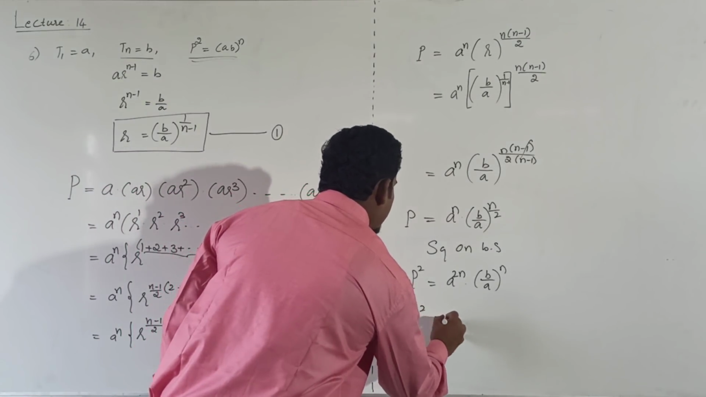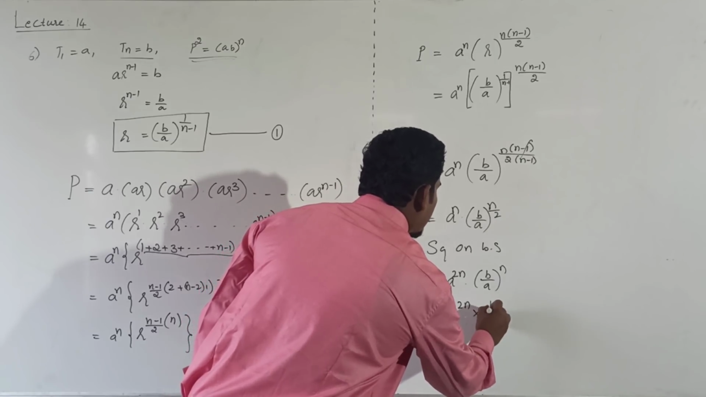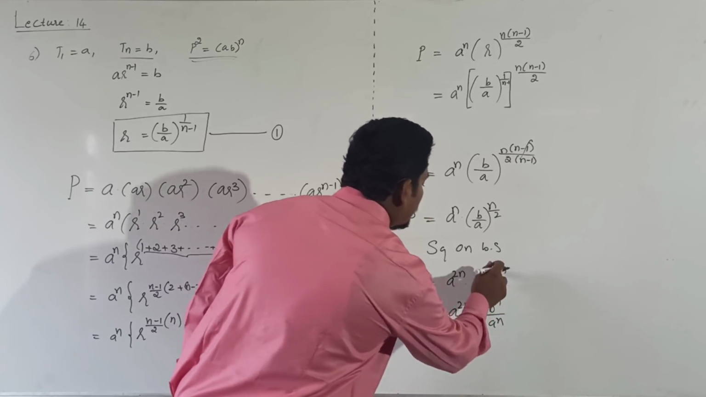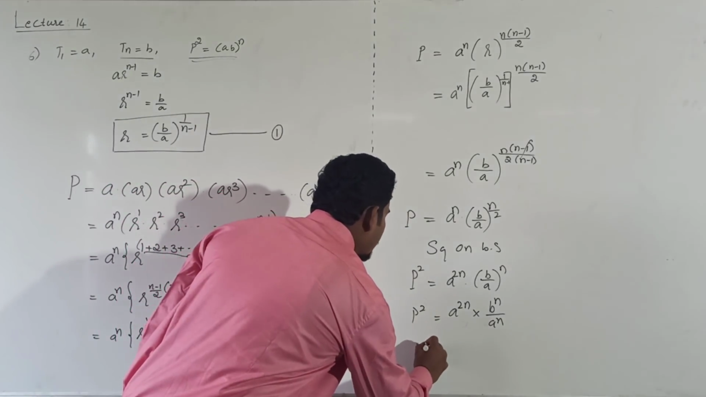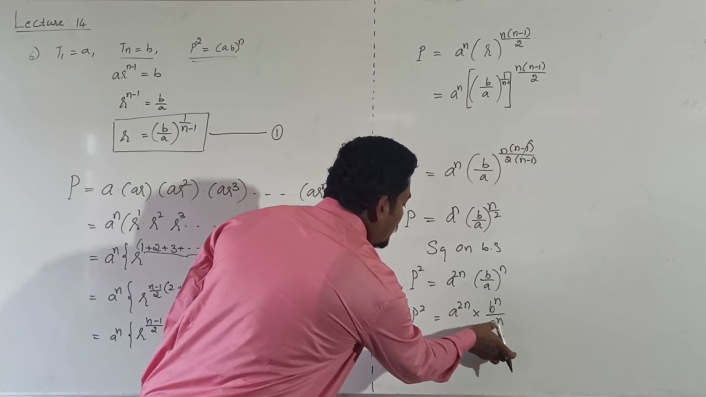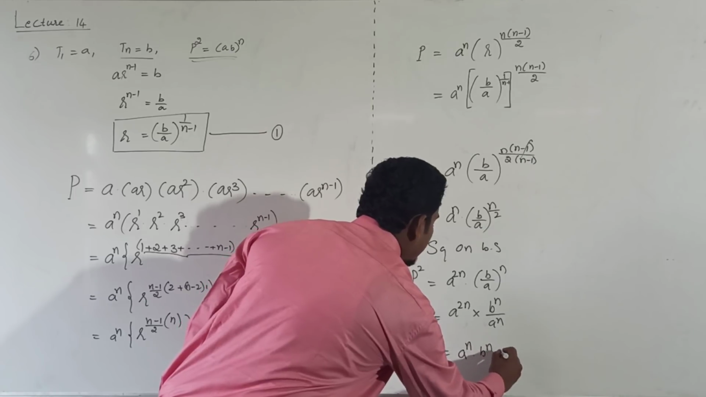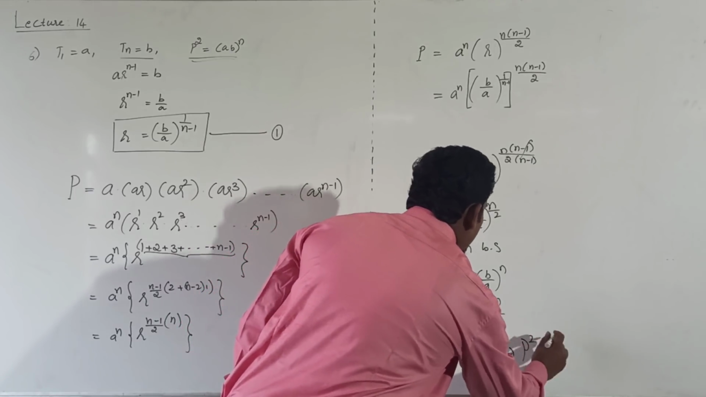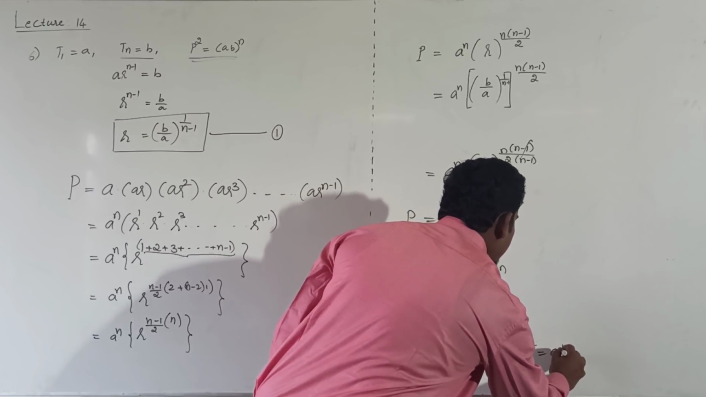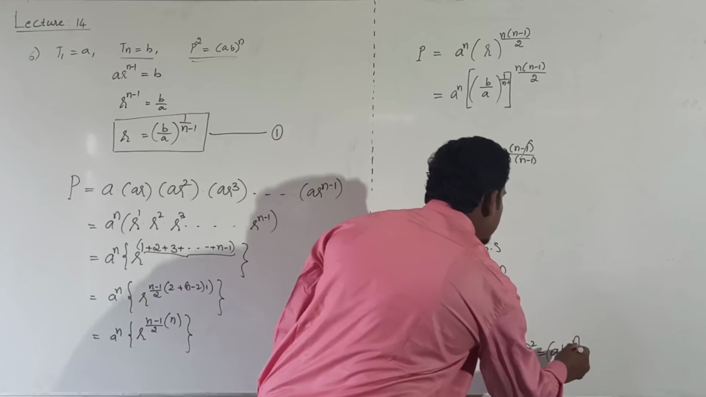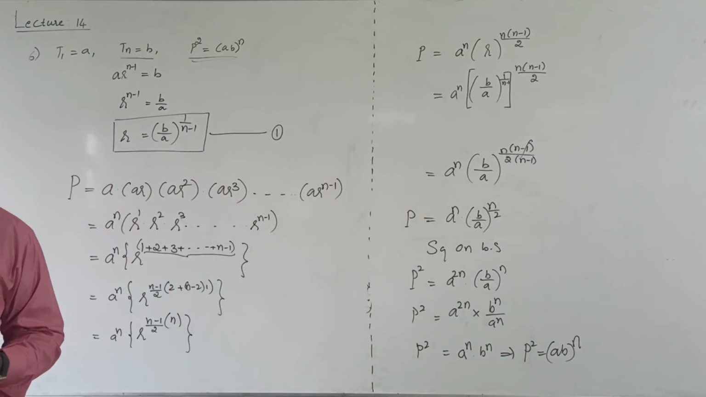Hence, P squared is equal to a^(2n) into b^n divided by a^n. (b/a)^n can be written as b^n divided by a^n. After that, using the a^m divided by a^n formula, we get a^n into b^n. Implies P squared is equal to (ab)^n. This is what was required. This is one of the important 5 mark questions. Thank you.